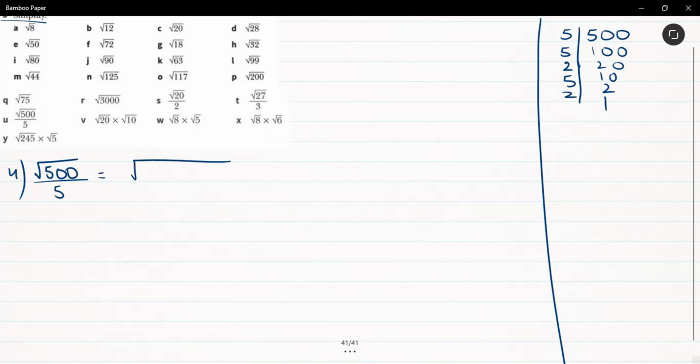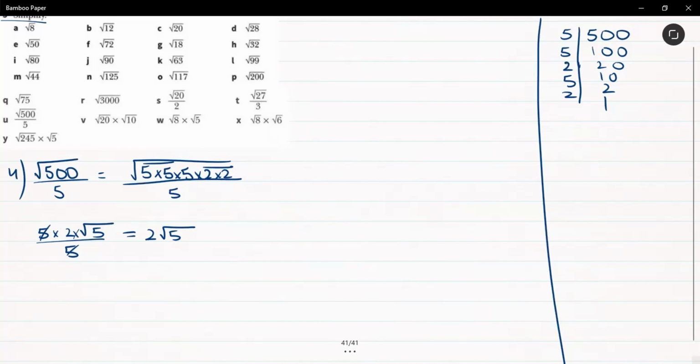So what is under root 500 giving us? It's giving us 3 fives, so 5 multiplied by 5 multiplied by 5. How many twos? 2 twos. So we make a pair of 2 and a pair of 5, and we get 5 multiplied by 2 under root 5 divided by 5. All of these values are being multiplied, so we can easily cut down 5. 5 divided by 5 equals 1. So we would get 2 under root 5 as the answer for part U.